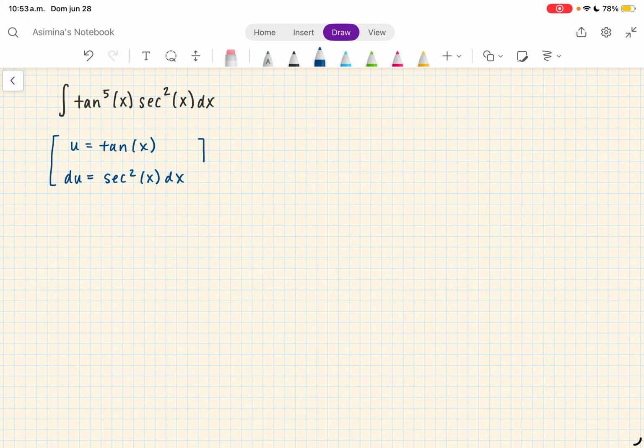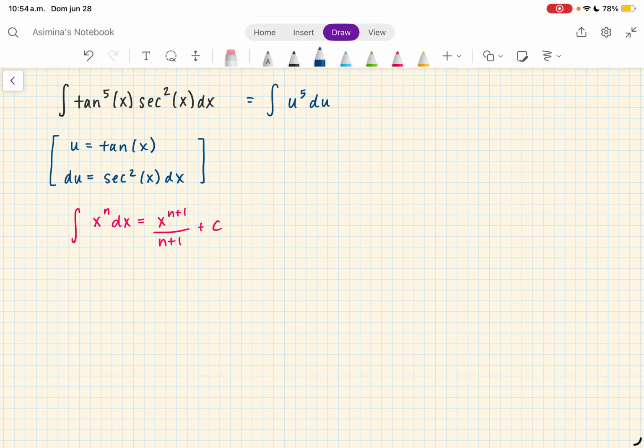So using this u substitution, I see that this integral is equal to u to the fifth times secant squared x dx, which I see here, that's just du. Okay, now I can just use my power rule to take the antiderivative of this, right? What does the power rule tell us? It tells us that the integral of x to the n dx is equal to x to the n plus 1 over n plus 1 plus c.